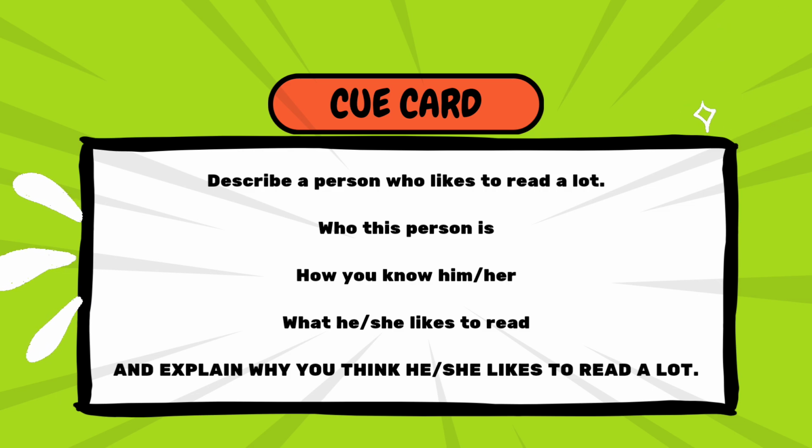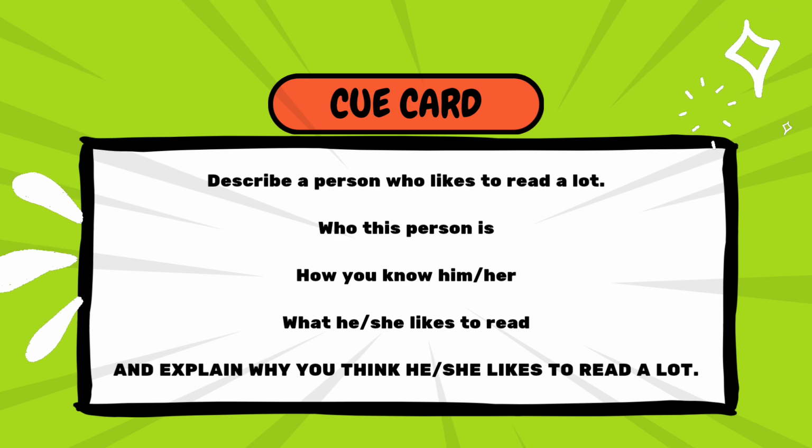Here's an example of a Part 2 task card. Describe a person who likes to read a lot. Who this person is. How you know him or her. What he or she likes to read. And explain why you think he or she likes to read a lot. You'll get a paper and pencil to make notes during your 1-minute preparation time.